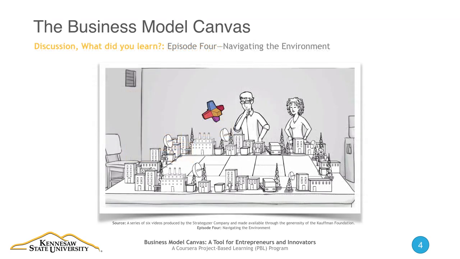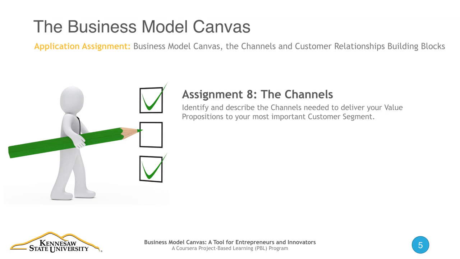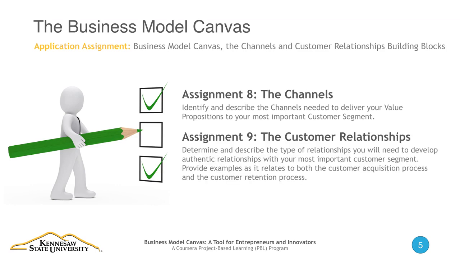Again, now it's your turn. Here are your Module 4 assignments. First, make sure you participate in the discussion and answer the question, what is the most important thing I learned while watching the animated video titled Navigating the Environment? Second, there are 2 application assignments. With your idea in mind, identify and describe your channels. Describe and determine the desired customer relationships. And then add your decisions, just like I did, to your business model canvas.